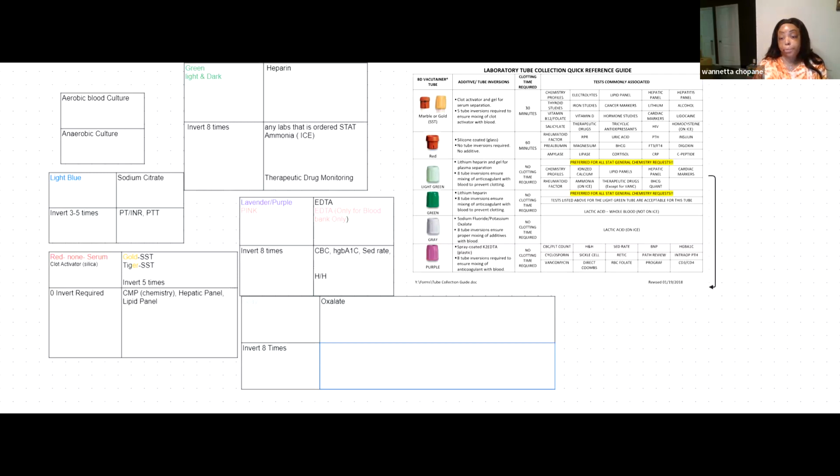So if you want to now say, okay, she already said 2 that go on ice. That's ammonia and lactic acid. But just remember, ammonia is in the green top tube versus lactic acid being in the gray top tube. But it still goes on ice. Fasting glucose level and lactic acid are the main, most common two to remember in the gray top tube.